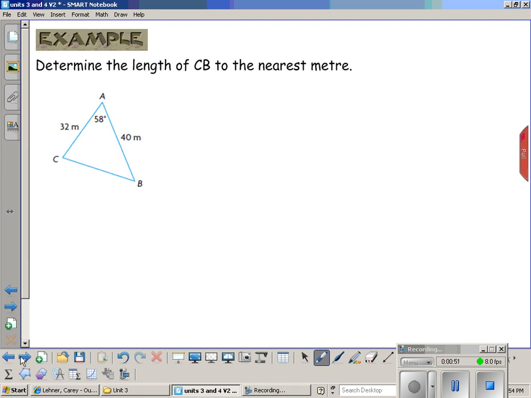In this first example, we want to determine the length of CB to the nearest meter. CB is across angle A, so we can call it side A. 40 meters is across from angle C, so we can call it side C. And 32 is across from angle B, so we can call it side B. We are looking for side A, so we are going to deal with the version of the cosine law that looks like this.